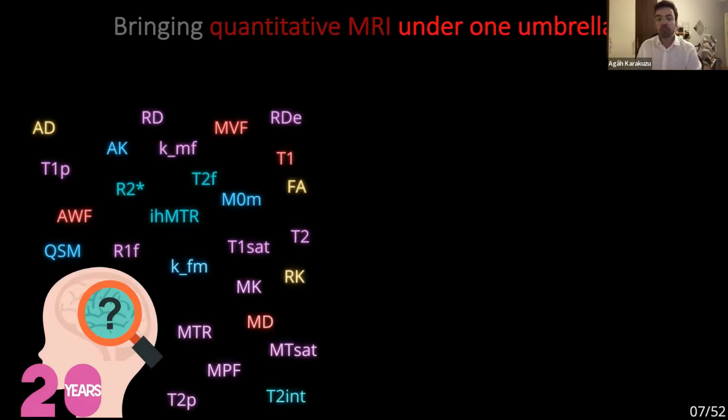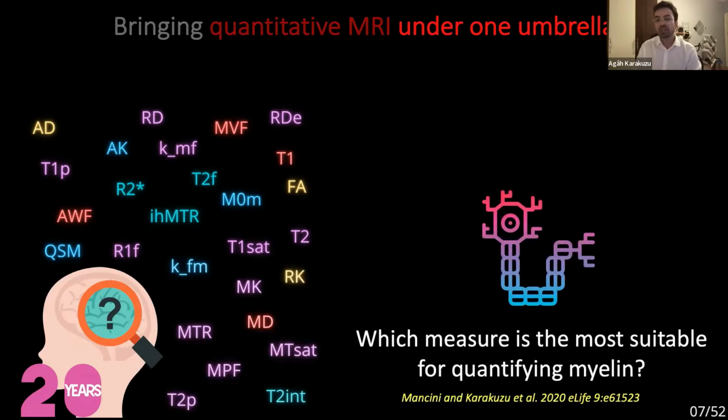Then you may say, okay, let's keep the ball rolling with research and ask, which one of these measures is the most suitable for quantifying myelin? And to answer that, we ran a meta-analysis on 6 original research studies on myelin imaging, and the results show that almost all these biomarkers are statistically indistinguishable from each other. In other words, the literature doesn't really inform future studies about which myelin imaging method to choose.